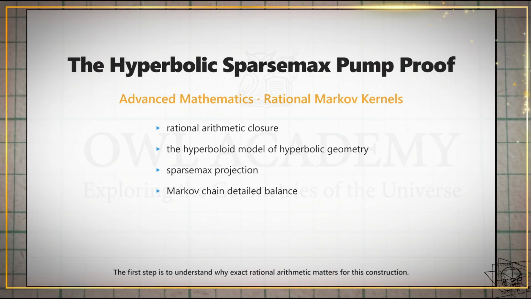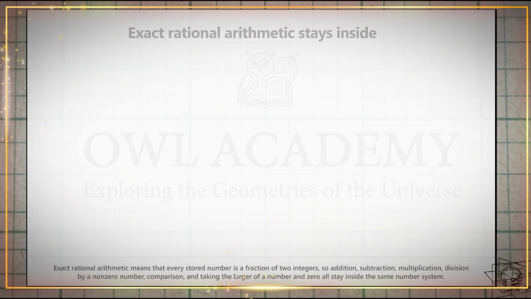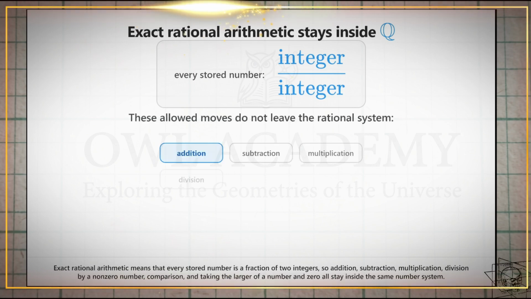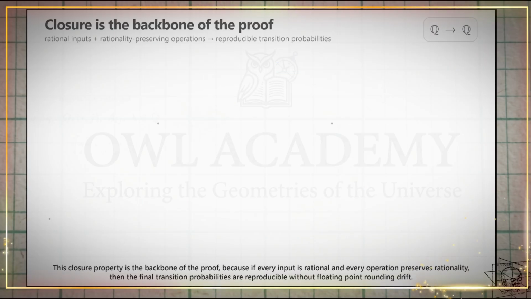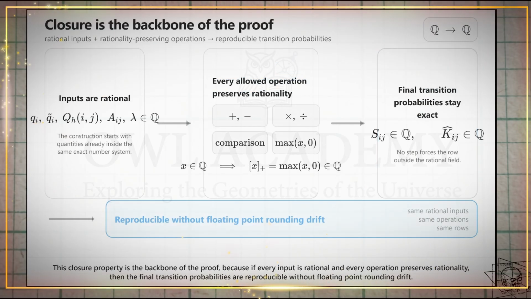The first step is to understand why exact rational arithmetic matters for this construction. Exact rational arithmetic means that every stored number is a fraction of two integers, so addition, subtraction, multiplication, division by a non-zero number, comparison, and taking the larger of a number and zero all stay inside the same number system. This closure property is the backbone of the proof, because if every input is rational and every operation preserves rationality, then the final transition probabilities are reproducible without floating point rounding drift.